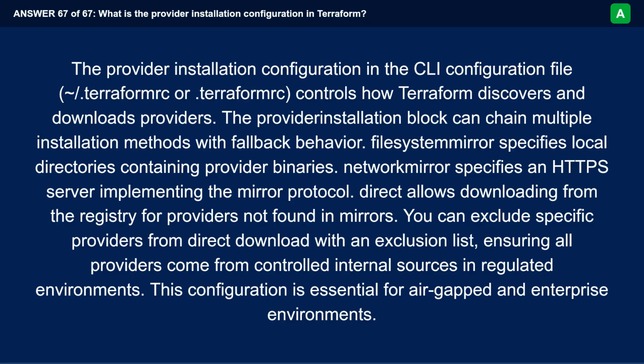File system mirror specifies local directories containing provider binaries. Network mirror specifies an HTTPS server implementing the mirror protocol. Direct allows downloading from the registry for providers not found in mirrors. You can exclude specific providers from direct download with an exclusion list, ensuring all providers come from controlled internal sources in regulated environments. This configuration is essential for air-gapped and enterprise environments.